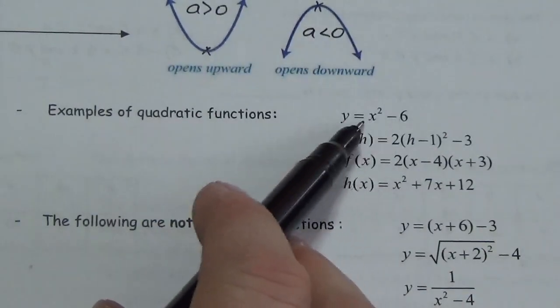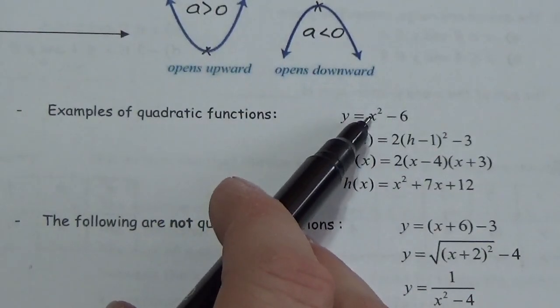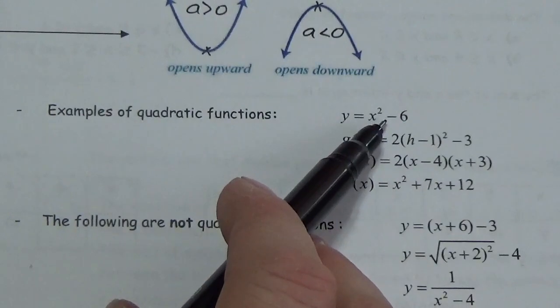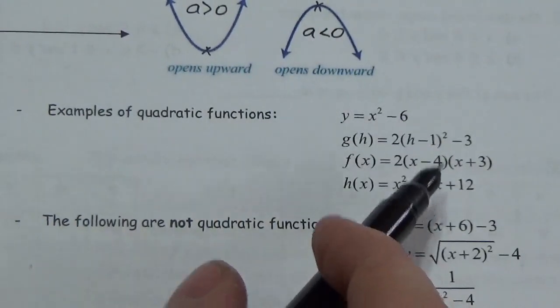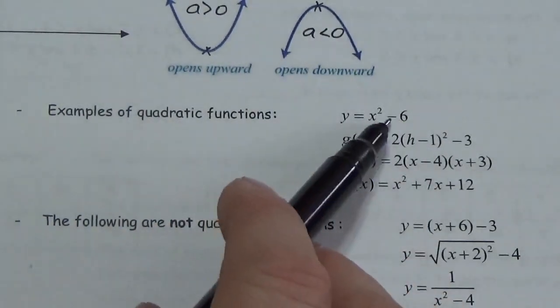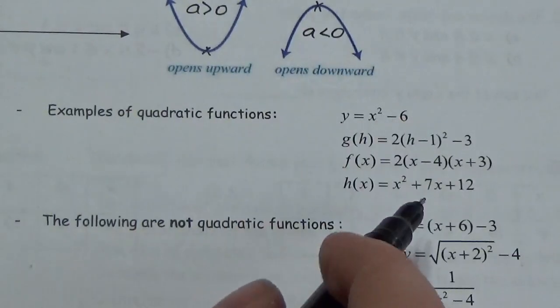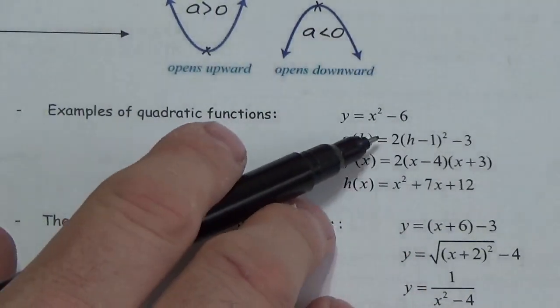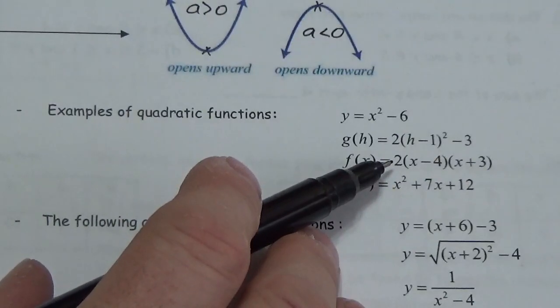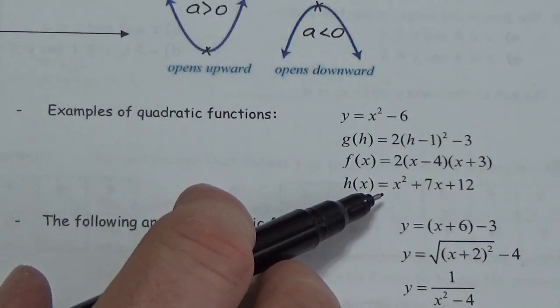Okay, notice this is just written, it's still a degree 2 even though there's no linear term here. You get so used to working with the 3 terms that sometimes the absence of that linear term throws people off a little bit, but that's still quadratic. This one's in vertex form, this one is in factored form, and this one is in standard form.